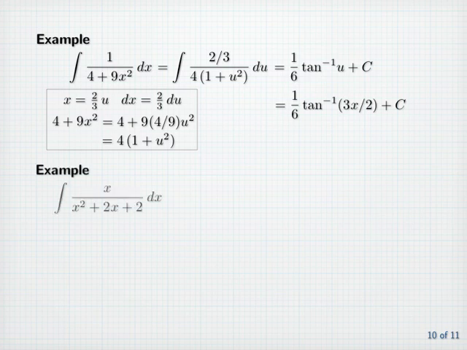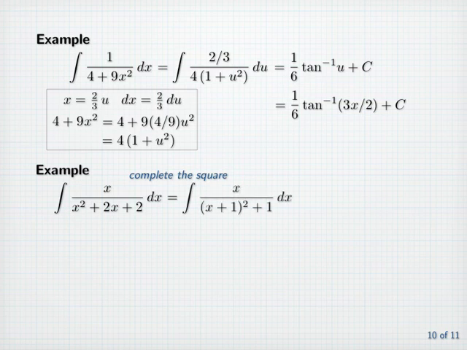Another example. Let's find the indefinite integral of x divided by x squared plus 2x plus 2 times dx. Now the key here is to complete the square in the denominator. x squared plus 2x plus 2 is equal to x squared plus 2x plus 1 plus 1, which is x plus 1 quantity squared plus 1.